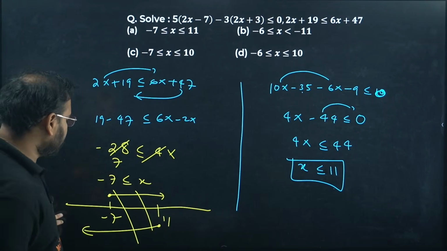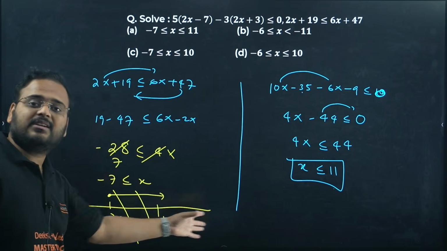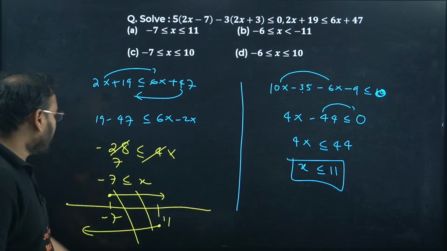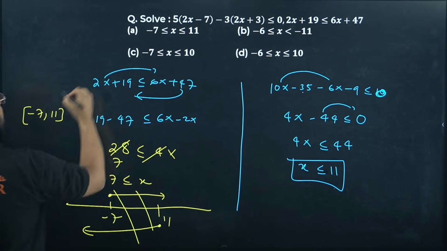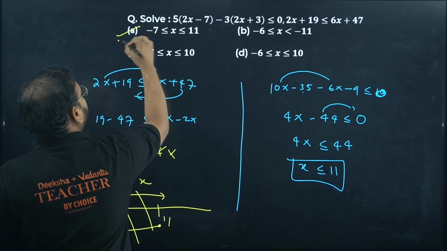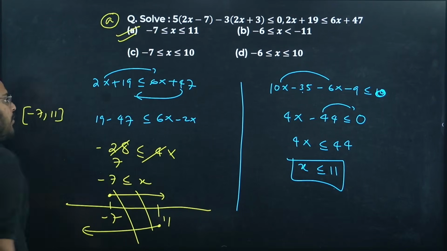Less than minus 11 till negative infinity, more than minus 7 till positive infinity. Intersection gives me what? Minus 7 to 11, both closed. Option is A. Option is A.